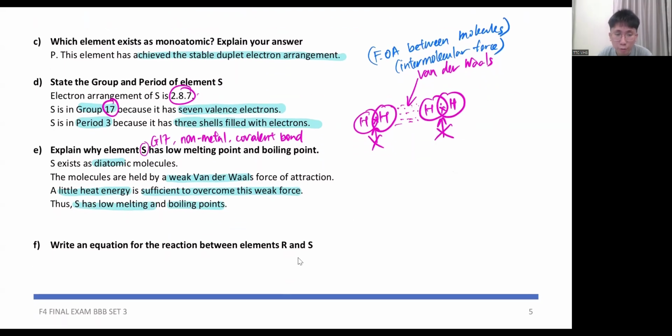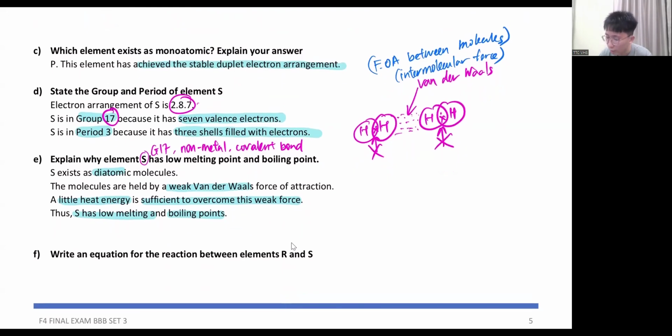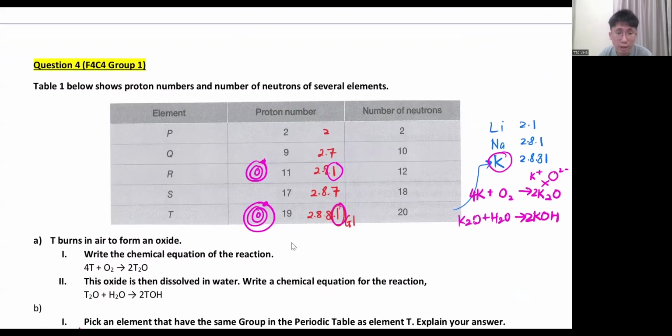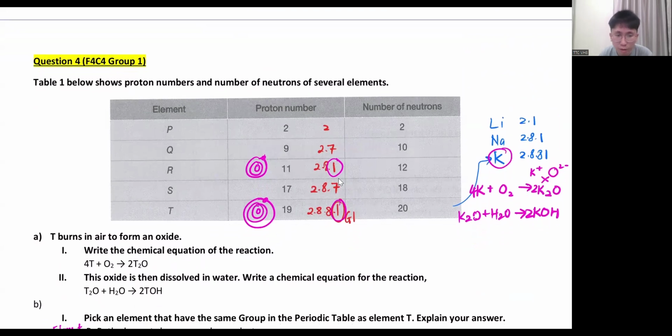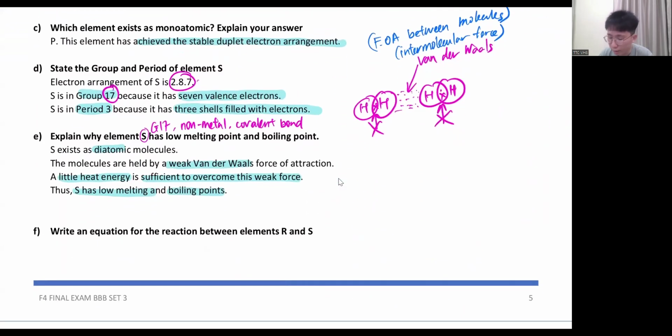And write an equation for R and S. As we know, S is what? S is your 2.8.7. R is what? 2.8.1. Okay, guys. This question is also very common, because what you all do is R plus S, you form RS. Guys, want to guess what's the error? As I said, guys, chemistry is not so easy. You think chemistry equations are really 1 plus 1 equals 2? So what is the error right here? Number 1, do you realize S is group 17?